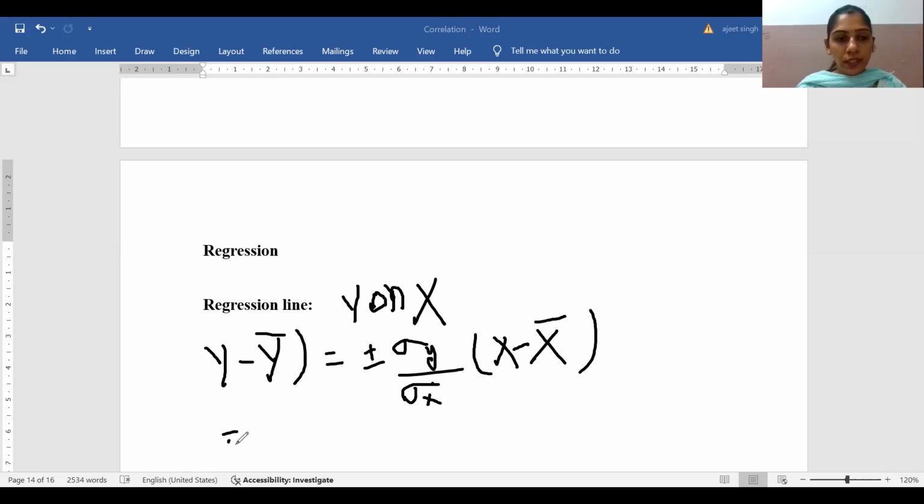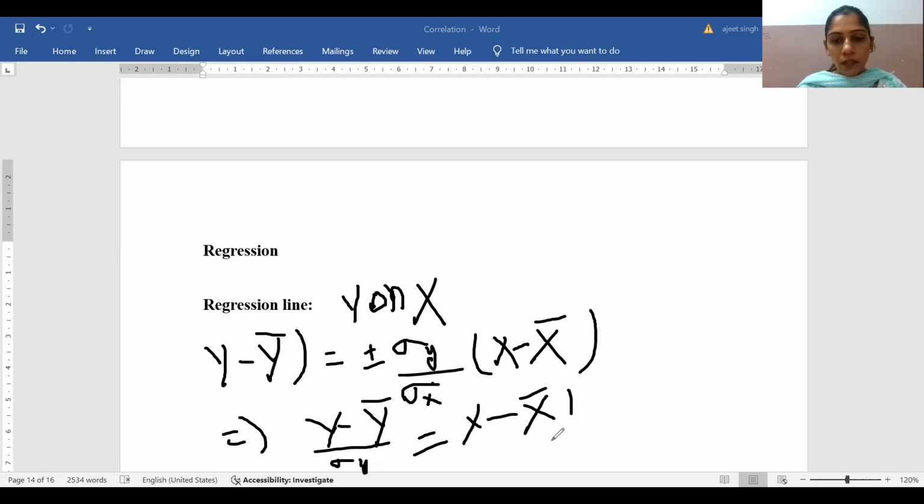So we can write it as y minus y bar divided by standard deviation of y is equal to x minus x bar divided by standard deviation of x. What we have done in this is cross multiply, taking this standard deviation of y here. So this is the equation of y on x.